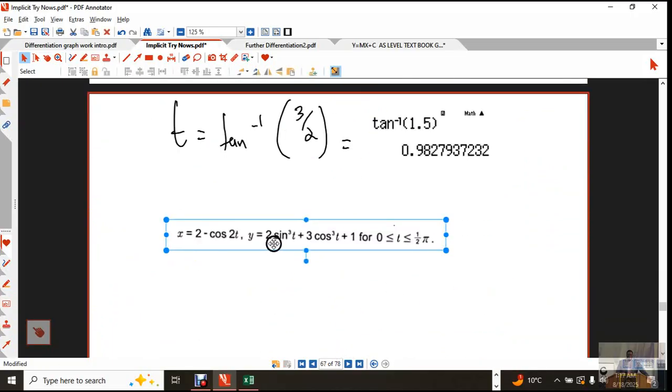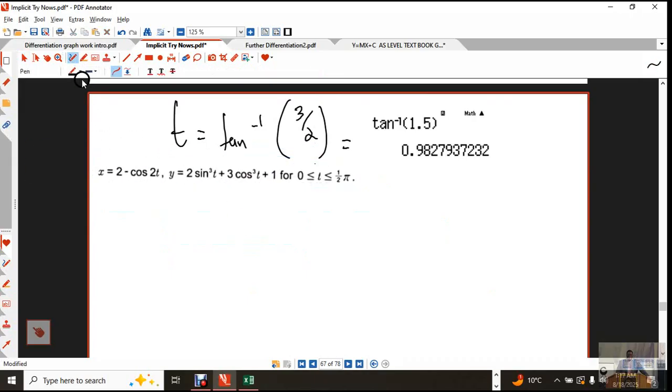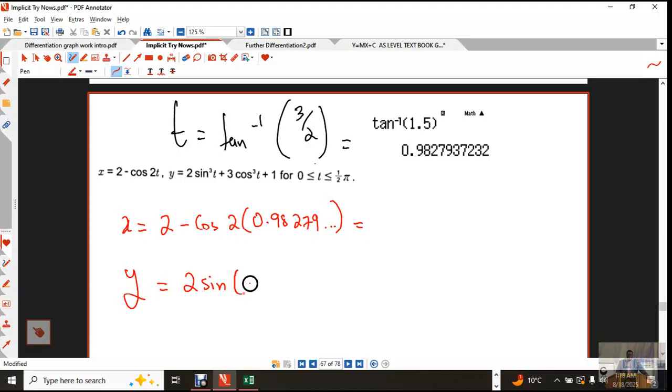So we now have the value of t. Since we have the value of t, we can now determine what the value of x is, and ultimately also the corresponding value of y. So when t is equal to that, x is going to be equal to 2 minus the cosine of t times this whole 0.98279 and so on. That will give me something. And then y will equal 2 sine of that 0.98279 dot dot dot, cubed, plus 1 at the end.